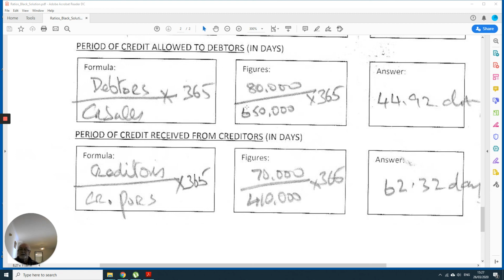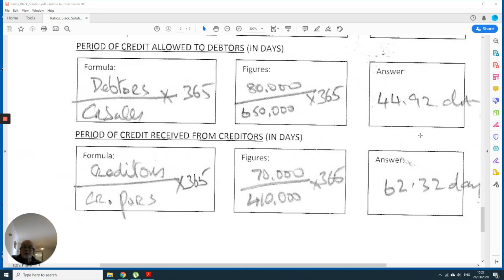The period of credit received from our suppliers: creditors are caused by credit purchases, and that's why it's the two of those in your formula. So it's creditors over credit purchases by 365, or again by 12 if it's months you're looking for. We have 70,000 over 410,000 by 365, showing that we're taking about 62.32 days to pay our own suppliers, which of course is way too long, but that's what this figure is throwing up. Again, there's no harm in calling that 62 days, but don't be rounding up your other percentages and ratios.